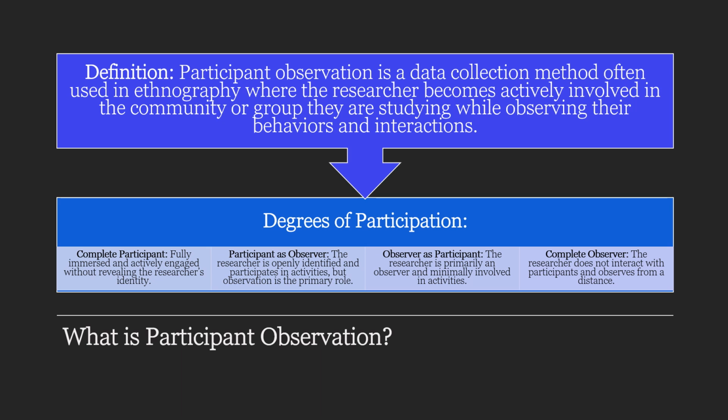Participant observation allows researchers in this case to gather data that is both observational and experiential, providing a deeper understanding of the context and the meanings that participants attach to their actions. So, for example, in a counseling context, participant observation might involve a researcher sitting in on group therapy sessions, of course with permission, to observe group dynamics, noting how participants interact with each other and the therapist.